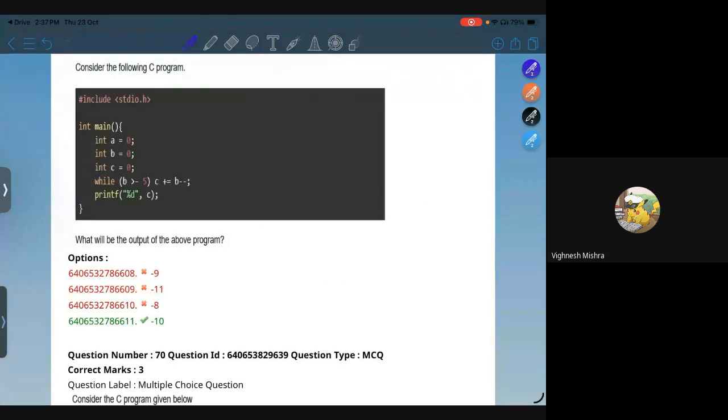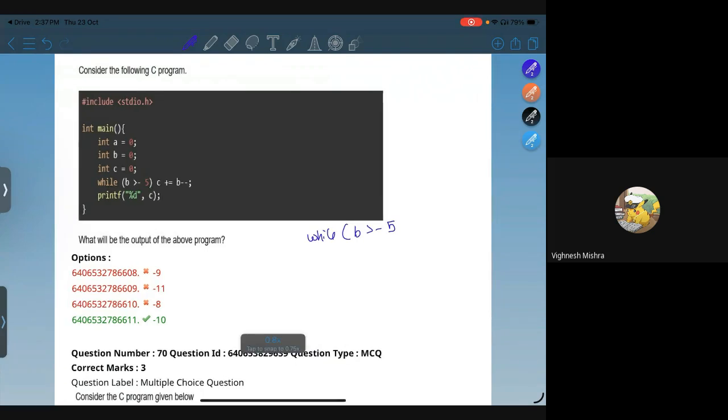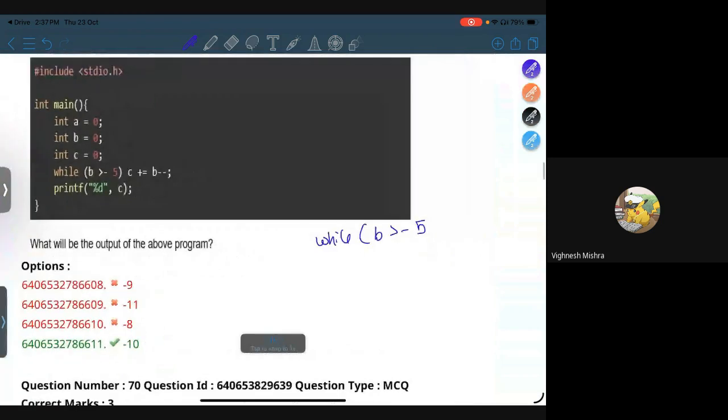Output of this case. So while B is greater than minus... What is this greater than minus? A will not be of any use. Is equal to 0. Does anyone know? Is this equal to or what?